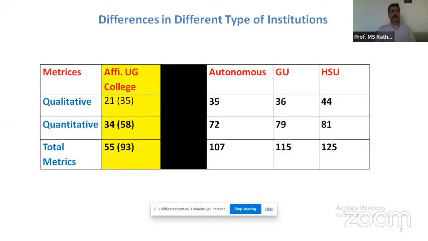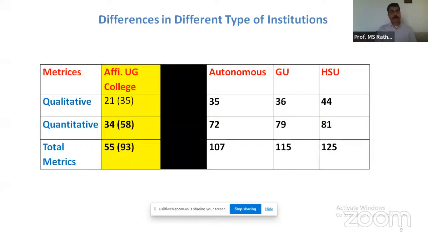Now, what is the meaning of qualitative metrics? A qualitative metric means there is a question for which we have to answer, and there would be 21 such questions in total for the affiliated colleges, given as descriptive type questions. Here we have to answer carefully in less than 500 words. In the quantitative metrics, there would be specified formats, objective type data that would be looked at by NAAC in a specified MS Excel format, where the data has to be filled in, and it would be measured quantitatively.